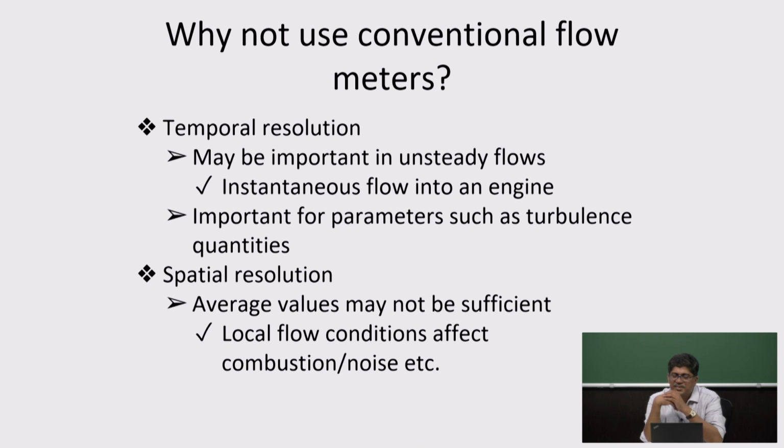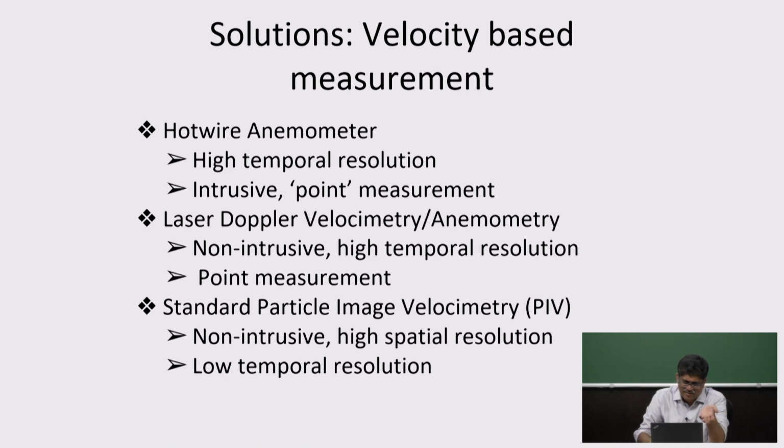Spatial resolution is also limited: the moment you put a probe, it will affect the flow. That's why you have optical methods. The hot wire is a conventional point measurement, and it is intrusive. Then there are methods called laser Doppler velocimetry and particle image velocimetry. These are the two methods you use.